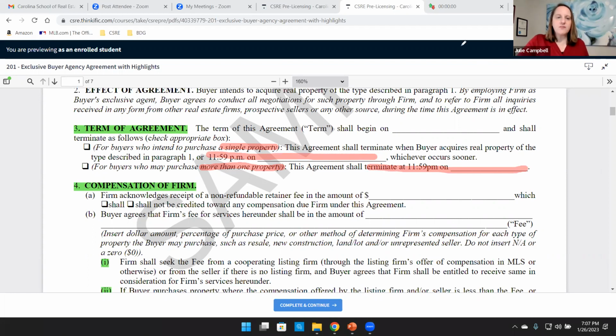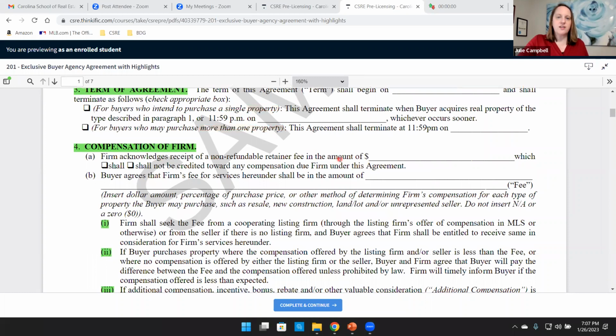Then we get into compensation. Firm acknowledges receipt. We talked about the retainer fee last night. If your firm allows and you want to collect a retainer fee, this is where we would do that. Buyer agrees that the firm's fee shall be in the amount of, we're going to put in a dollar amount, a percentage, whatever we expect to collect.